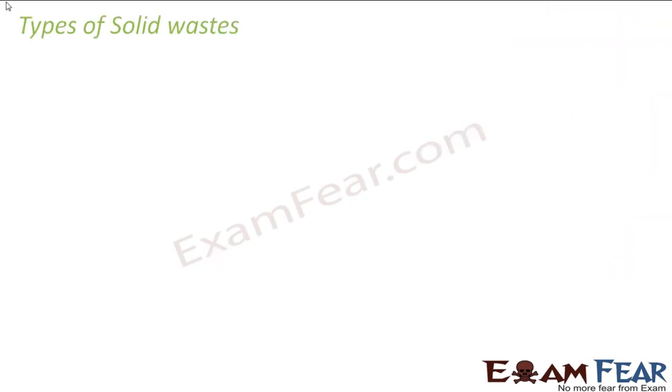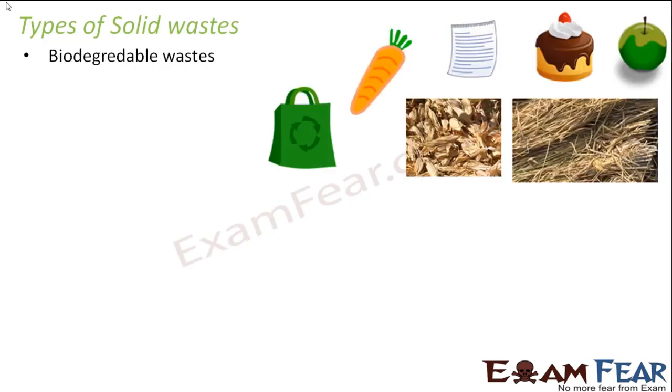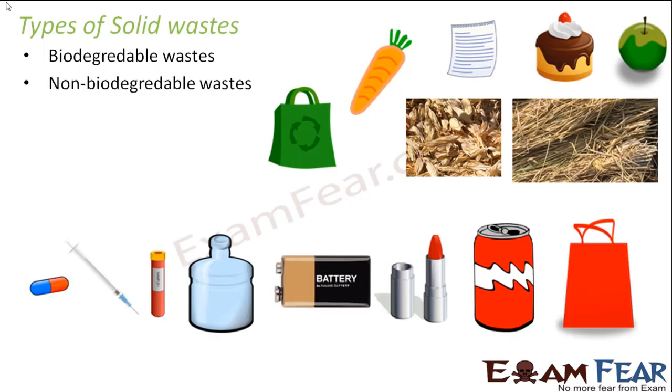In order to understand that, let us see what the types of solid wastes are. Broadly, solid wastes can be classified into two categories. One is biodegradable wastes and the other one is non-biodegradable wastes. So these are the two categories of solid wastes. Now what is biodegradable waste? Bio means life. Degrade means something which can be broken down. That is called degradable. So biodegradable means things which can be broken down. Bio means something related to life. So things that can be broken down by living organisms are called biodegradable.